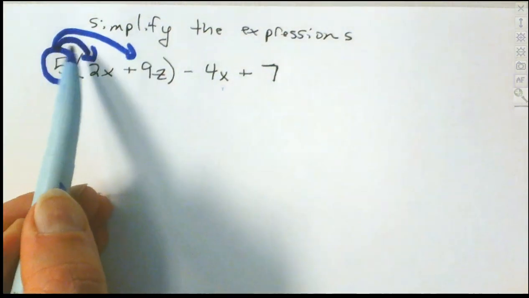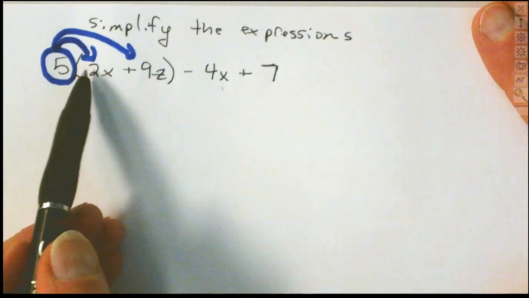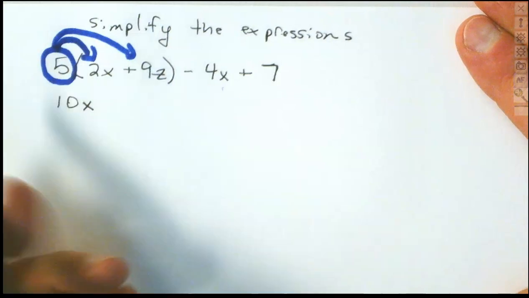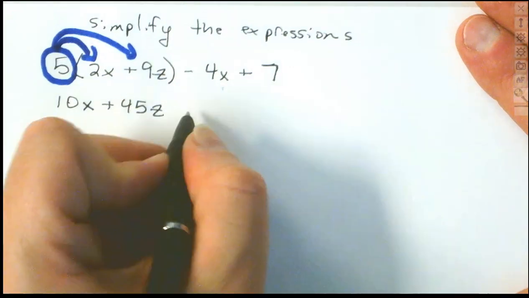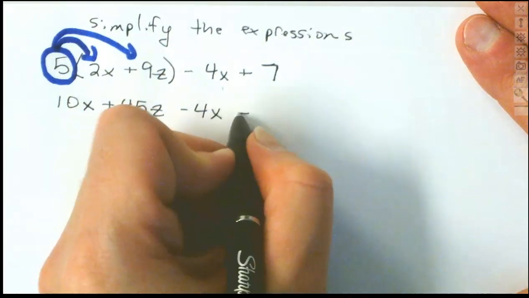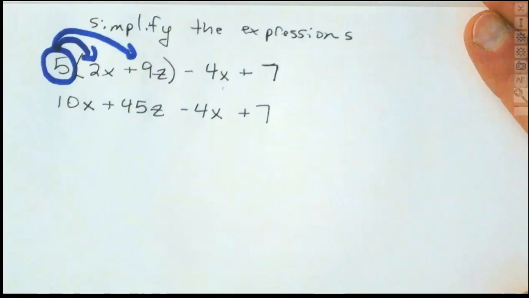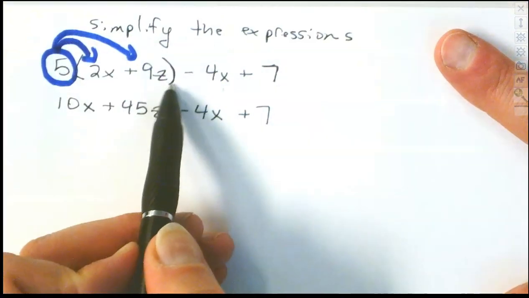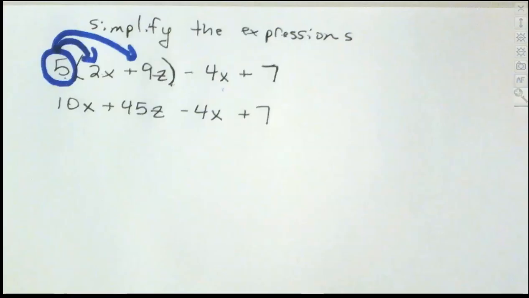So that 5 gets distributed through. If I distribute that 5 through, I've got 2 times 5, that makes it a 10x. I've got 5 times 9, that makes it a 45z. And then I have a minus 4x and a plus 7. That 5 didn't go to the 4 or to the 7, did it? Right? Because it stops at the parentheses. A lot of times I have seen students try to push that 5 through everything. You stop at the end of the parentheses. So the 5 just gets distributed through the parentheses only.